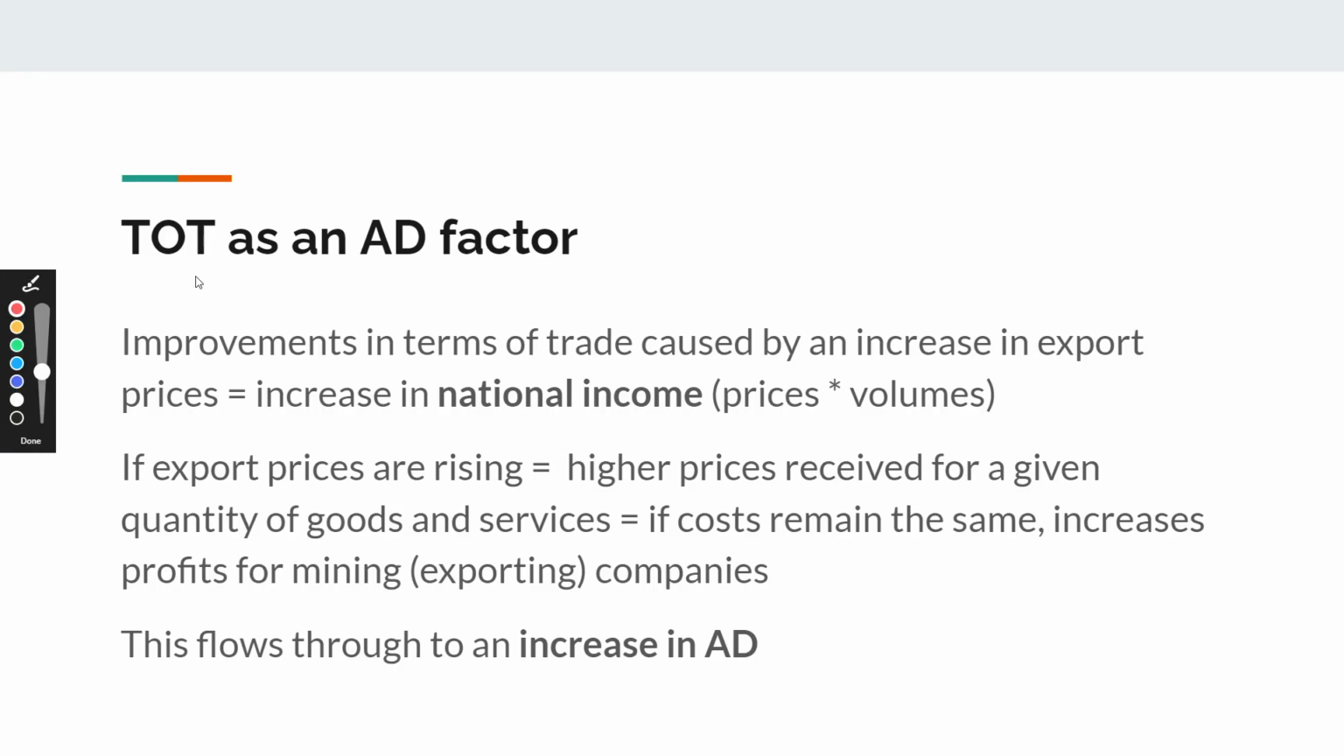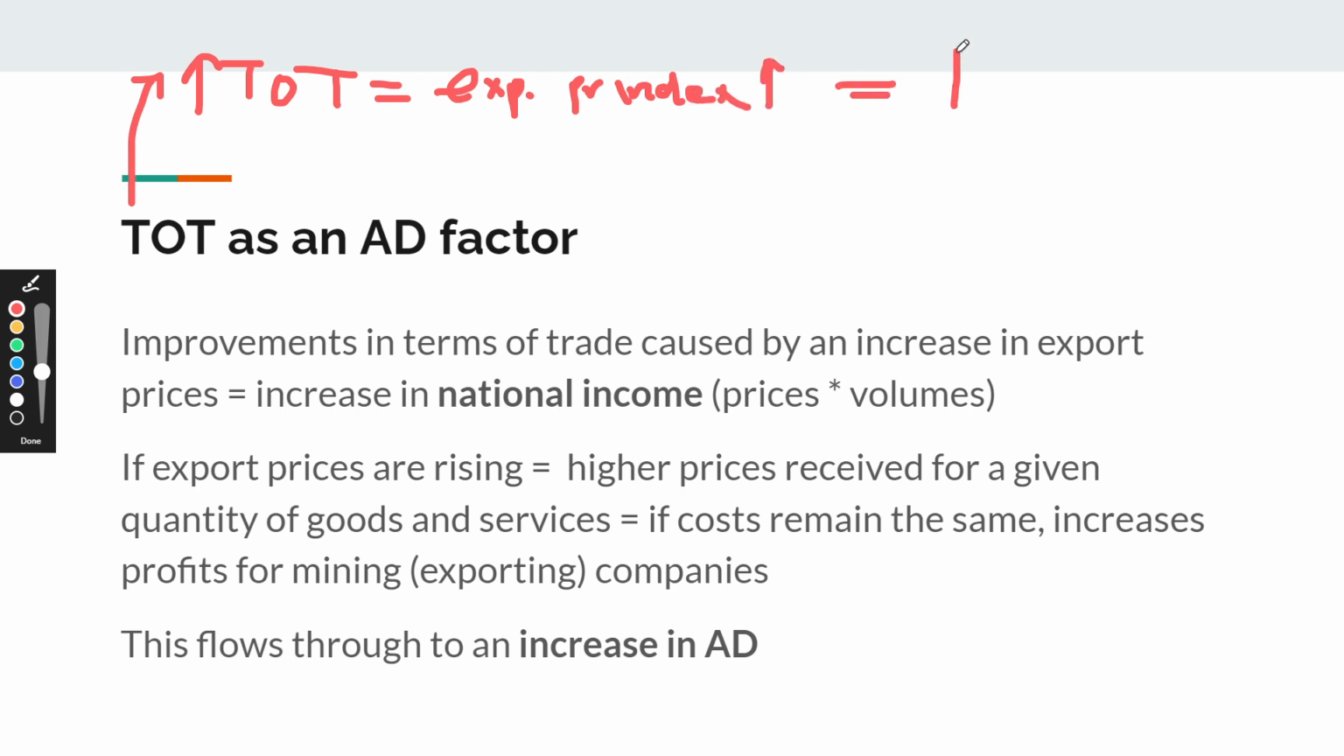So firstly, we need to start thinking about the terms of trade as an aggregate demand factor. And the reason for that is if there was an improvement in the terms of trade or a favorable movement in the terms of trade because our export price index, sorry about the writing here, increased, that actually means that the value of our exports in the AD formula has increased. So we can make a direct link from export prices to aggregate demand.